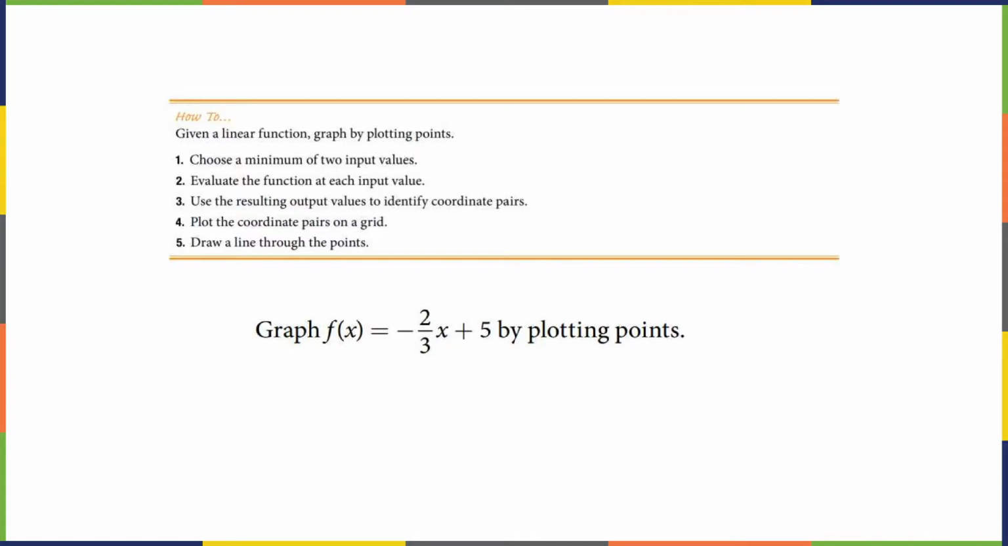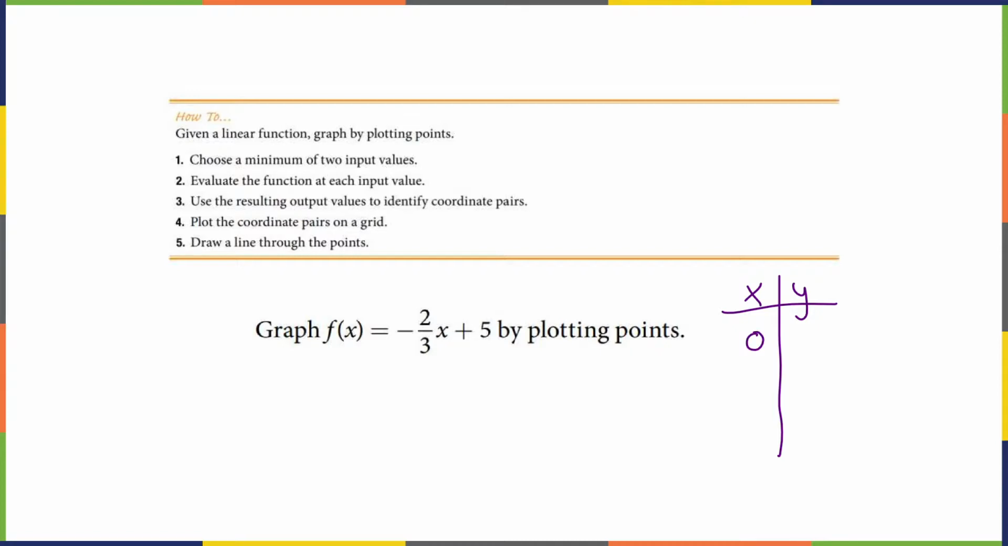Now, let's say you're given a linear function and we want to graph it by plotting points. You're going to want to come up with some input values, and you're going to evaluate the function at those input values. Then we're going to plot them and connect them on a graph. Now, when we're given, for example, this function f of x equals negative 2/3 x plus 5, we want to find some very simple things to plug in. So I'm going to make a t-chart like this. And the easiest number I can think to plug in is 0.